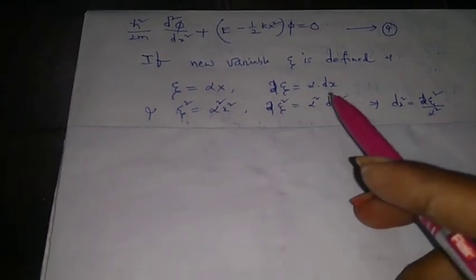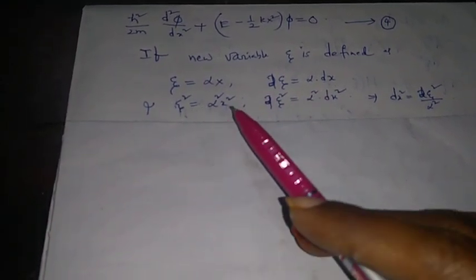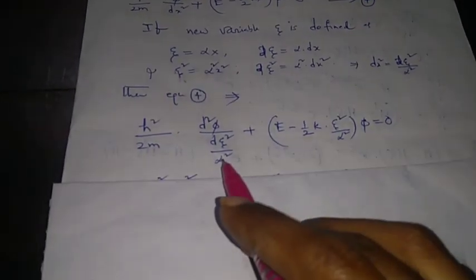If you take a new variable xi equal to alpha into x, then d xi equals alpha into dx, xi square equals alpha square into x square, and d xi square equals alpha square into dx square. So in place of dx square we should substitute d xi square by alpha square. If you substitute all the relevant things in equation number 4, then the equation can be recast in terms of xi like this. And here the alpha square is going to go up.